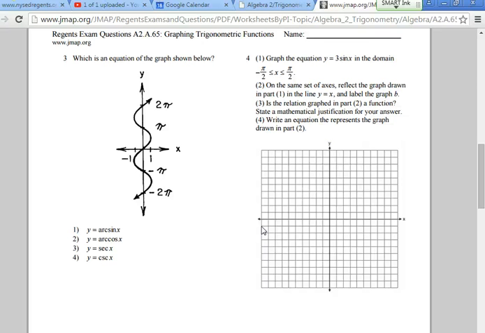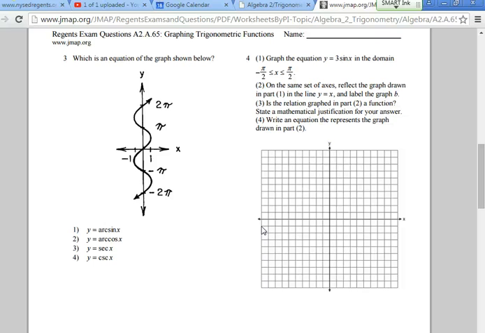Okay, which mode do we need to be in if we're doing something with a trig graph? Radians. Okay, see if you can figure out which this is going to be: arc sine, arc cosine, secant, cosecant. Do your calculator. Make sure you're in radian mode. Why arc sine is the negative?